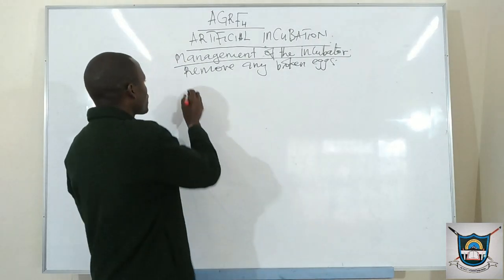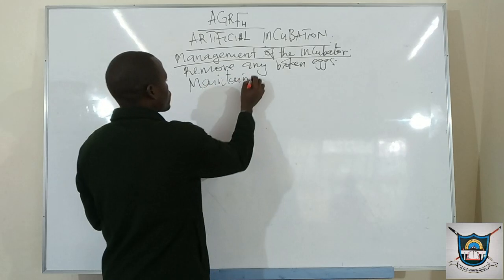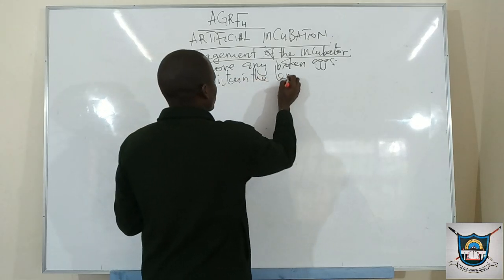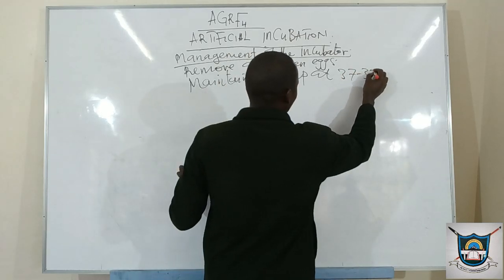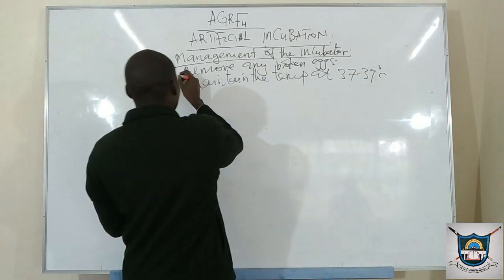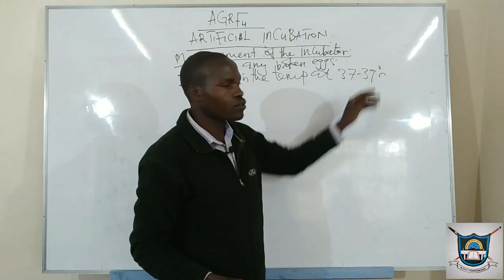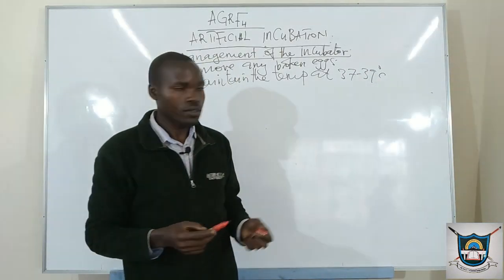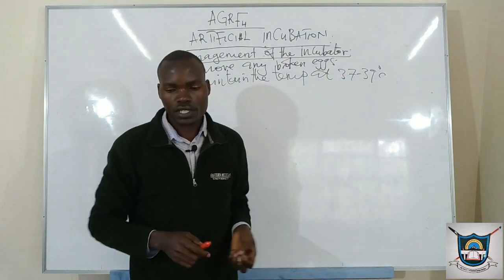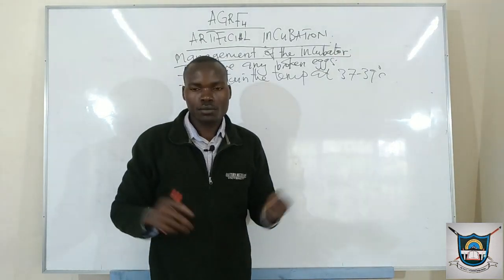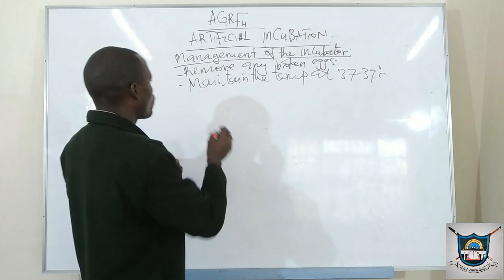Two, maintain the temperature in the range of 37 to 39 degrees Celsius. We said this should be so because this is the optimum temperature required for the embryonic development of the chick. Another one is you add water.